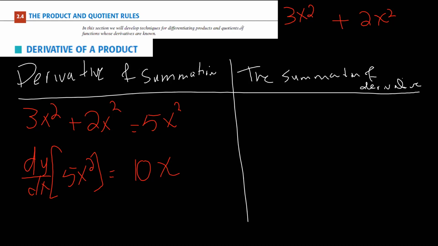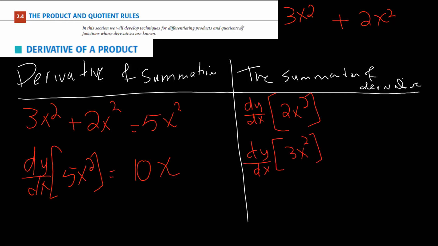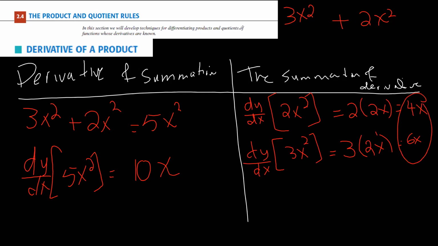And the other one, like Tala, as an example, told me, teacher, can I find the derivative first, then add them? Let's see. Let's find the derivative of 2x squared, and then the derivative of 3x squared. The derivative of 2x squared is 2 times 2x, which is 4x. And for the 3x squared, it's 3 times 2x, which is 6x. And then you add the derivatives, and you have 10x now.